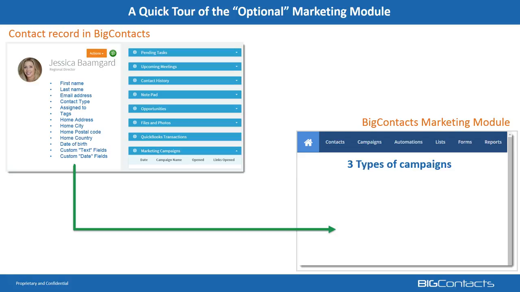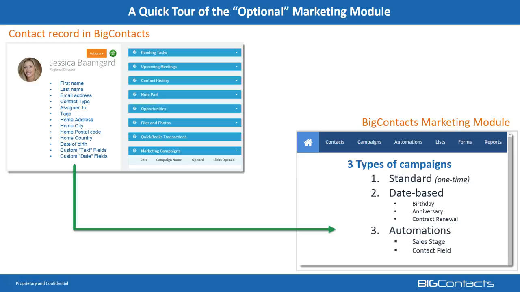And there are three primary types of campaigns that you can create and manage within the marketing module. There's a standard, what we call one-time or one-off email campaign. There are date-based campaigns that can be triggered based on a birthday, anniversary, contract renewal dates, any sort of custom date field that you may be tracking. You can have campaigns automatically trigger based on dates in the contact record.